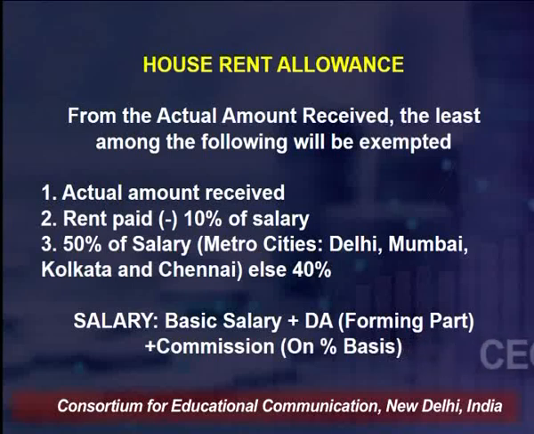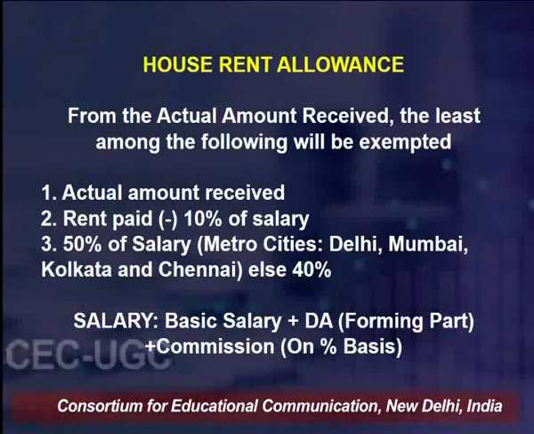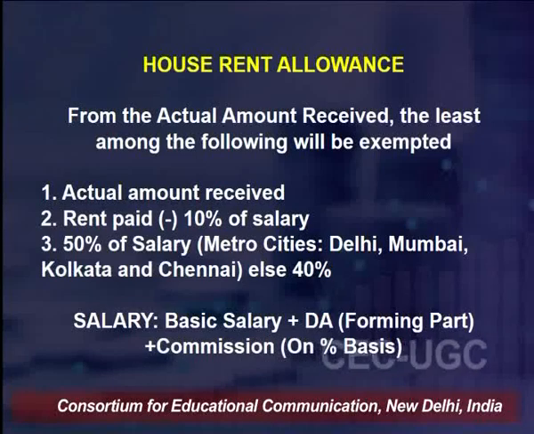The third component is your 50% of salary. So in case you are staying in a metropolitan city like Delhi, Mumbai, Kolkata, Chennai, in those scenarios, you will be taking up the third limit as your 50% of your salary. And in case you are residing in any other city, then you will be taking it as 40% of the salary. Now, given these 3 points, whatever is the least one will be exempted, right?